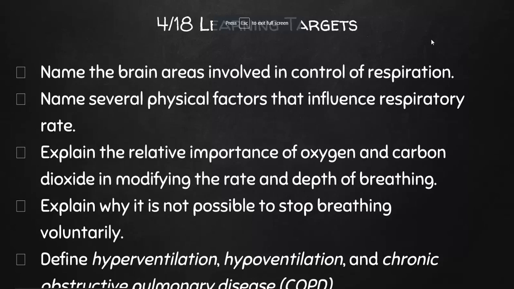I'm just taking a look at what we're going to be doing today. We're going to be looking at things that control our rates of breathing. Specifically, I want you to learn about what the brain areas are that are involved in controlling respiration, what can influence our respiratory rate, which we talked a little bit about on Thursday, the importance of oxygen and carbon dioxide in controlling that rate, why it's not possible to stop breathing voluntarily, which we've talked a little bit about, and be able to define hyperventilation, hypoventilation, and COPDs.